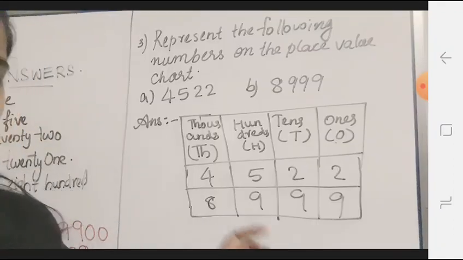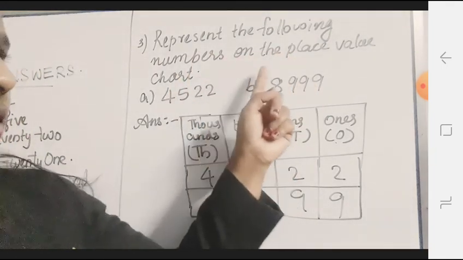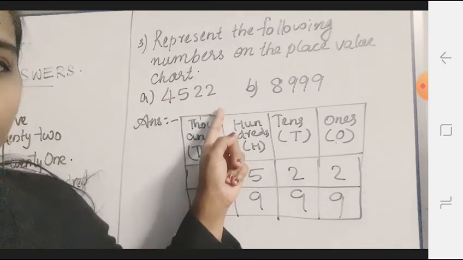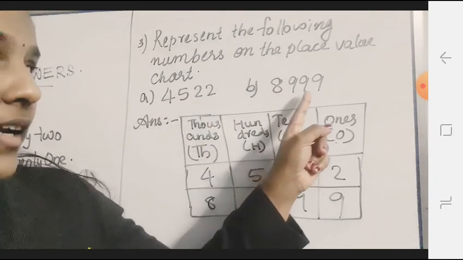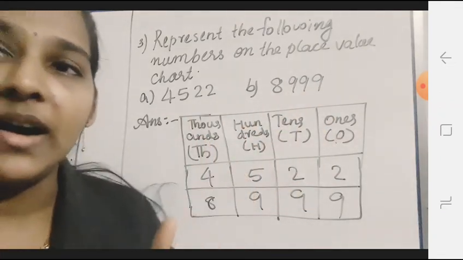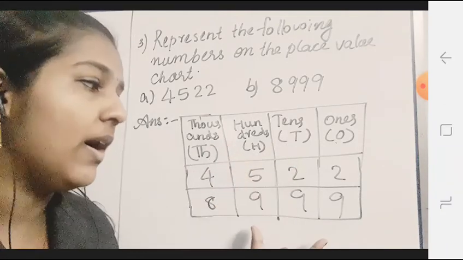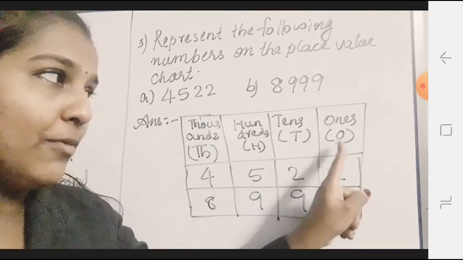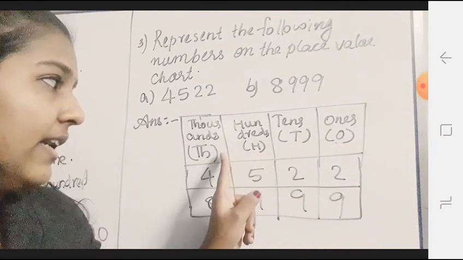Now the next homework question, represent the following numbers on the place value chart. So the numbers are 4522, and second one 8999. These two numbers you have to arrange in a place value chart. For that you draw a place value chart with 4 columns, and in the rightmost column it is ones place, and then tens, then hundreds, and then thousands.